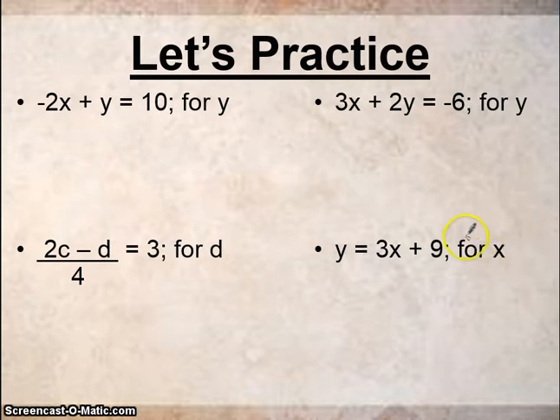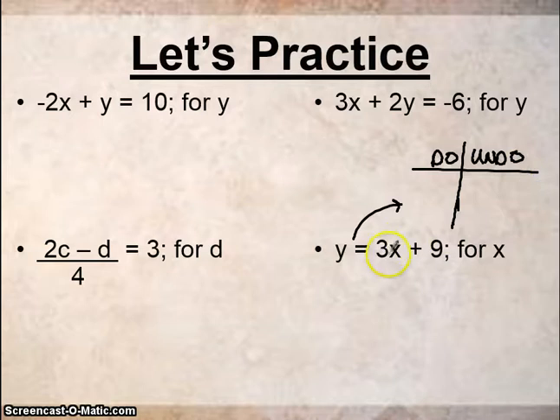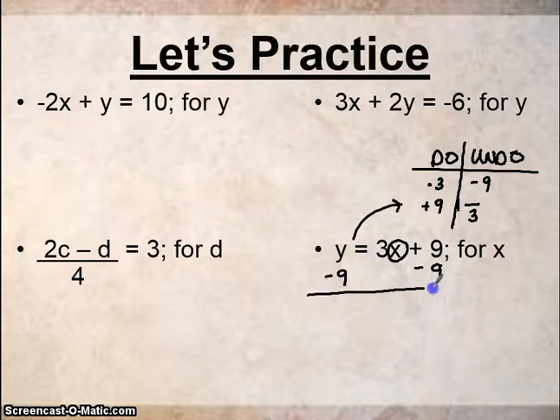So we can create a do and undo chart for this equation. If we look at the variable that we are trying to isolate, we can see that it's being multiplied by 3 and then 9 is being added to it. So to undo it, we'll have to subtract 9 from each side and then divide each side by 3. So we'll start by subtracting 9 on each side.